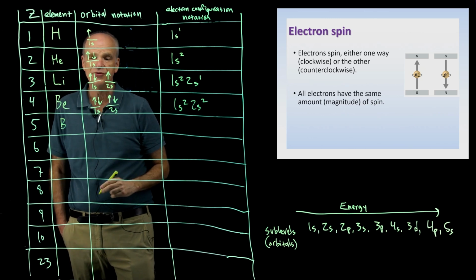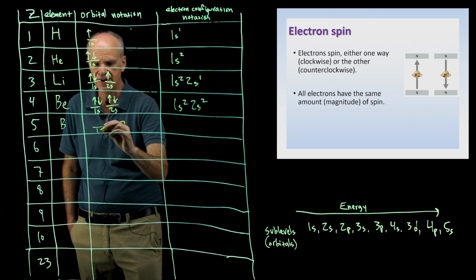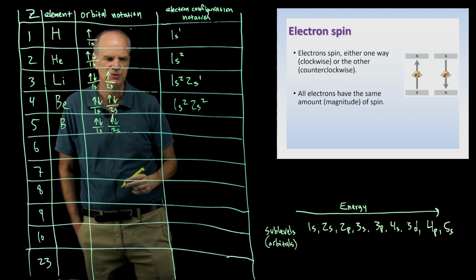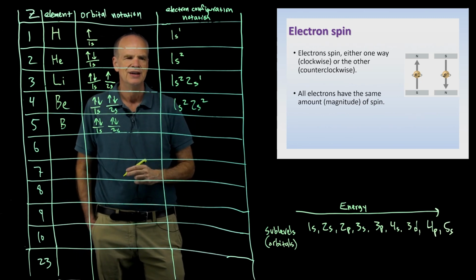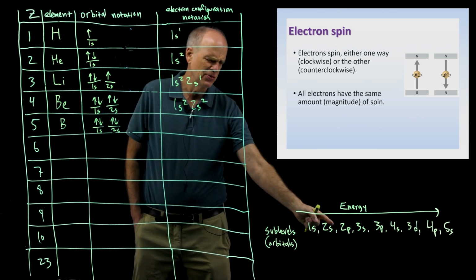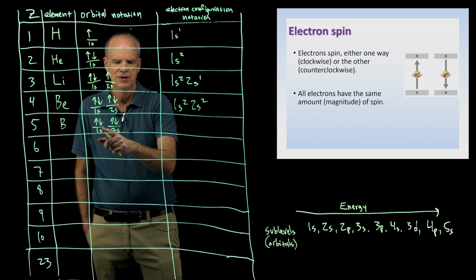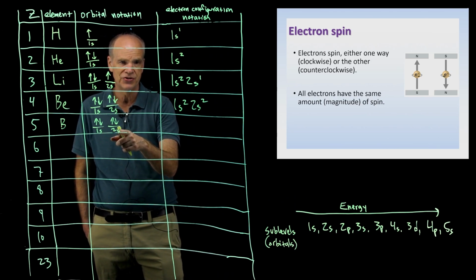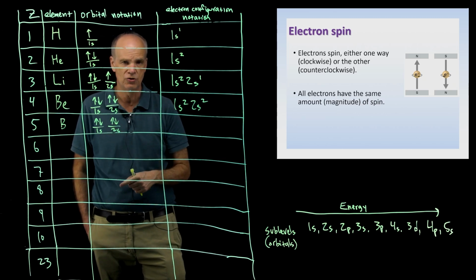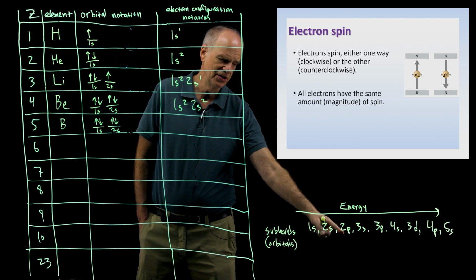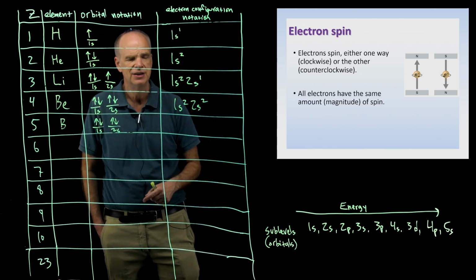Okay, let's do boron. Boron has 5 electrons, so the 1s is filled with 2 electrons. The 2s is filled with 2 electrons. Now it gets a little bit tricky. We have to figure out where the 5th electron goes. So what is the next sublevel that is filled? It looks like it's the 2p sublevel. So here's the trick. The 1s and the 2s sublevels only have 1 orbital because they are s sublevels. But now we're going to put electrons in the 2p sublevel.